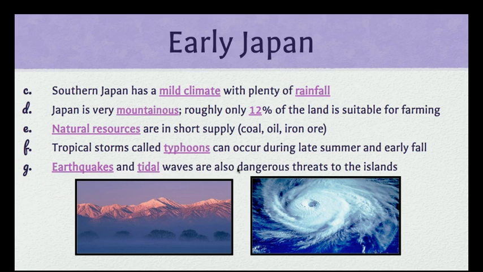They also have to worry about earthquakes and tidal waves. They're also dangerous threats to the islands. An earthquake under the ocean may not affect us here in Minnesota, but an earthquake can cause tidal waves or tsunamis, which are significant threats to the Japanese. So that's always a worry about the people that live along the coast on those islands.